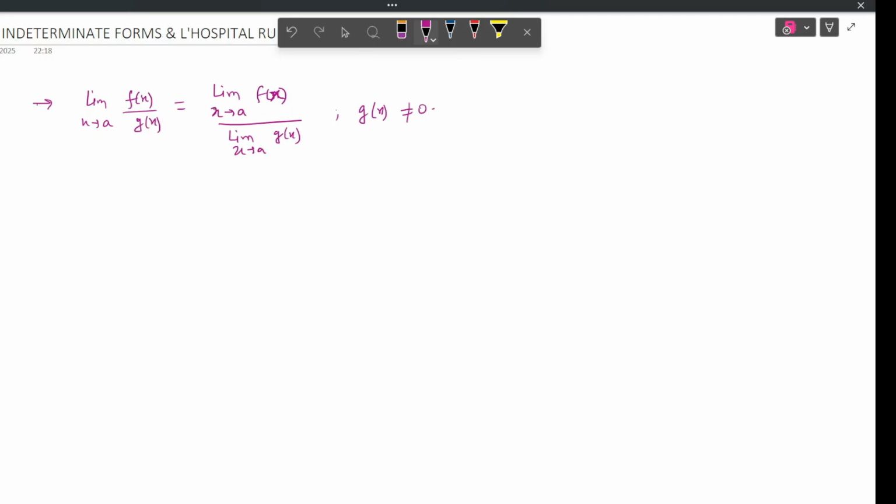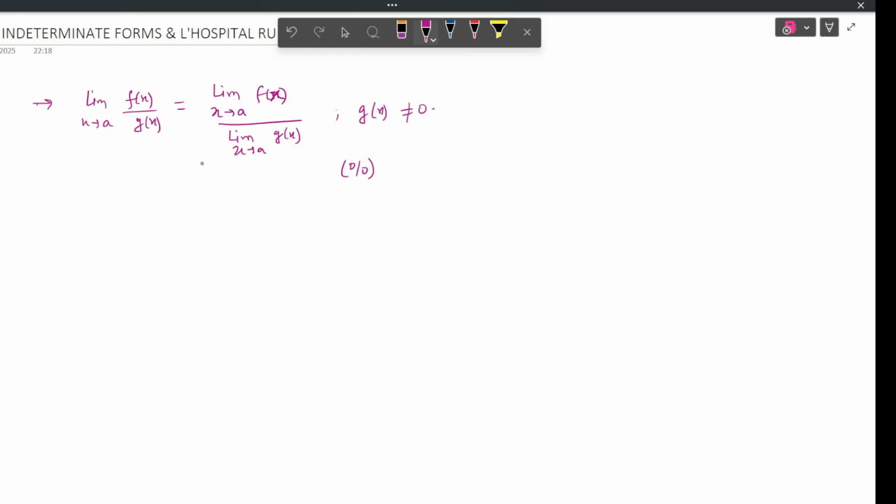So a fraction with both numerator and denominator tending to 0 as x tends to a assumes the indeterminate form 0 by 0. If this function is of the form 0 by 0 when x tends to a, then we call this limit an indeterminate form.